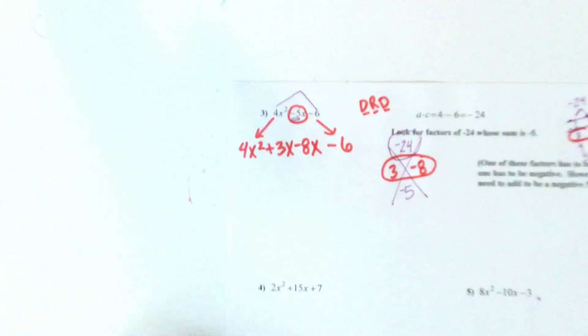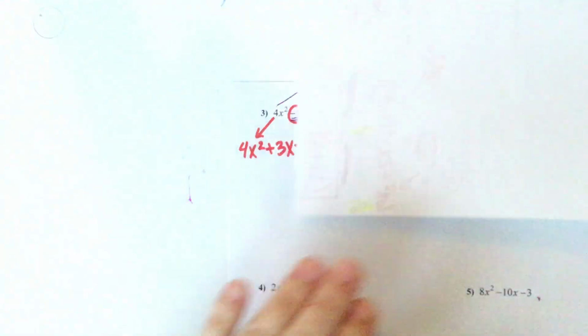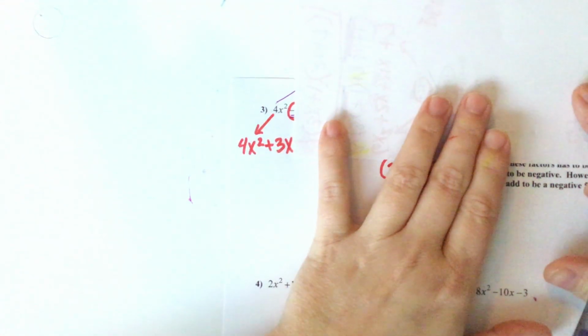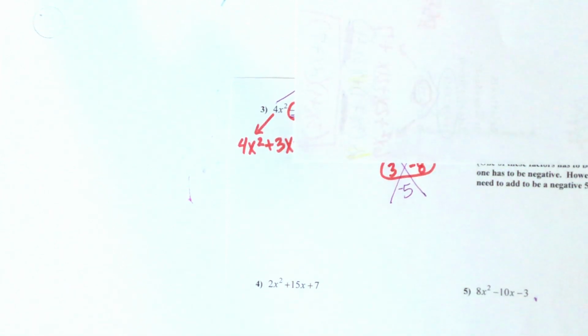Okay, once you have 4 terms, 1, 2, 3, 4, we do our factor by grouping. So you group together your front 2 terms and take their GCF out. Now, do you know what the GCF is to that?